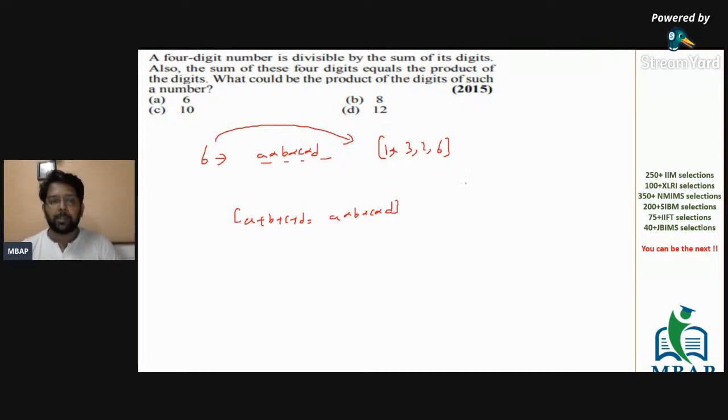Now you can make your own combination. Let's say 1116 is a number whose digits on multiplication give 6. But is the sum equal to the product? 6 into 1 will be 6, but 6 plus 1 plus 1 plus 1 will be 9. So this is not possible.